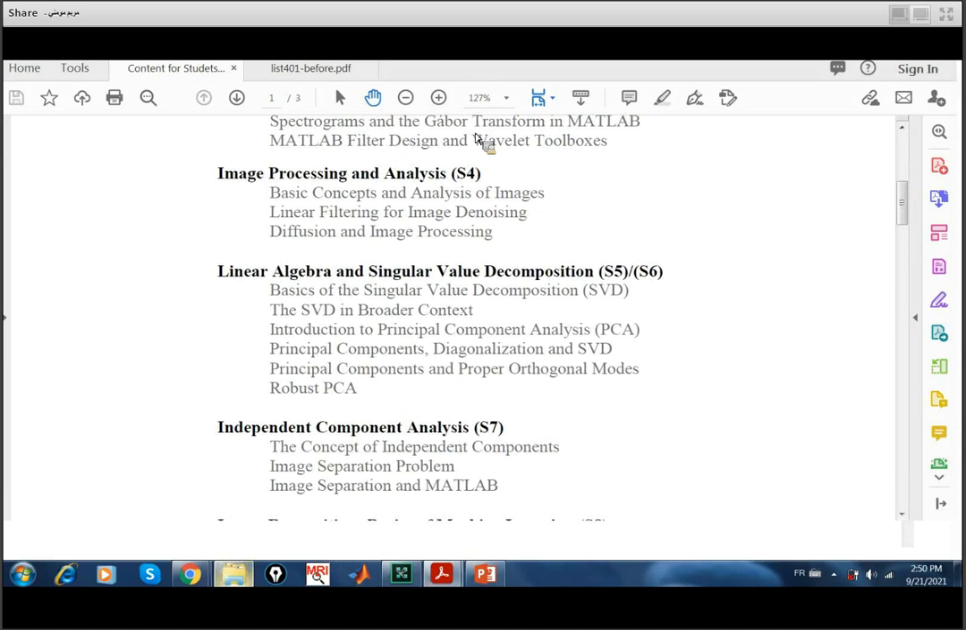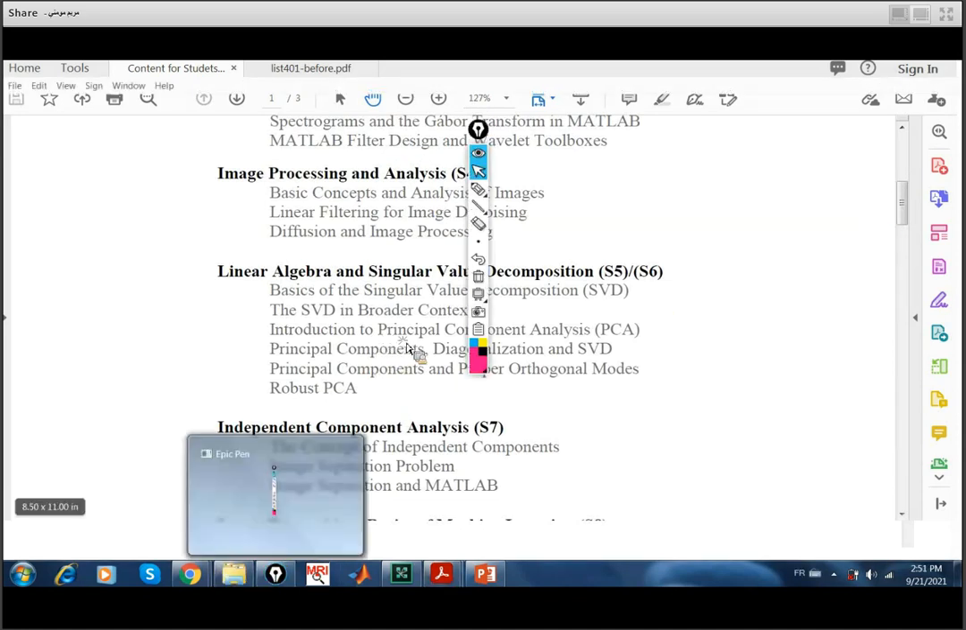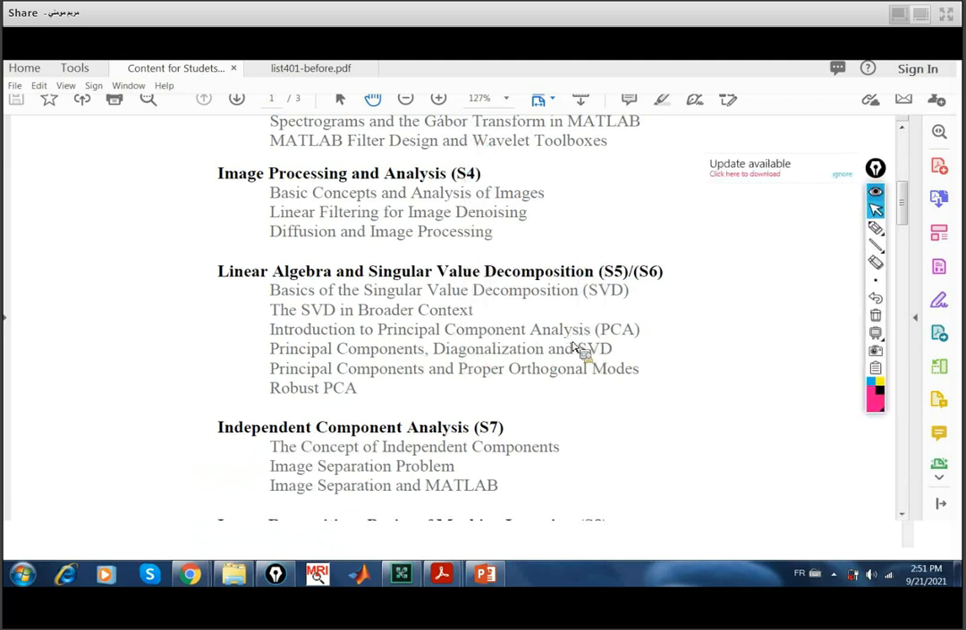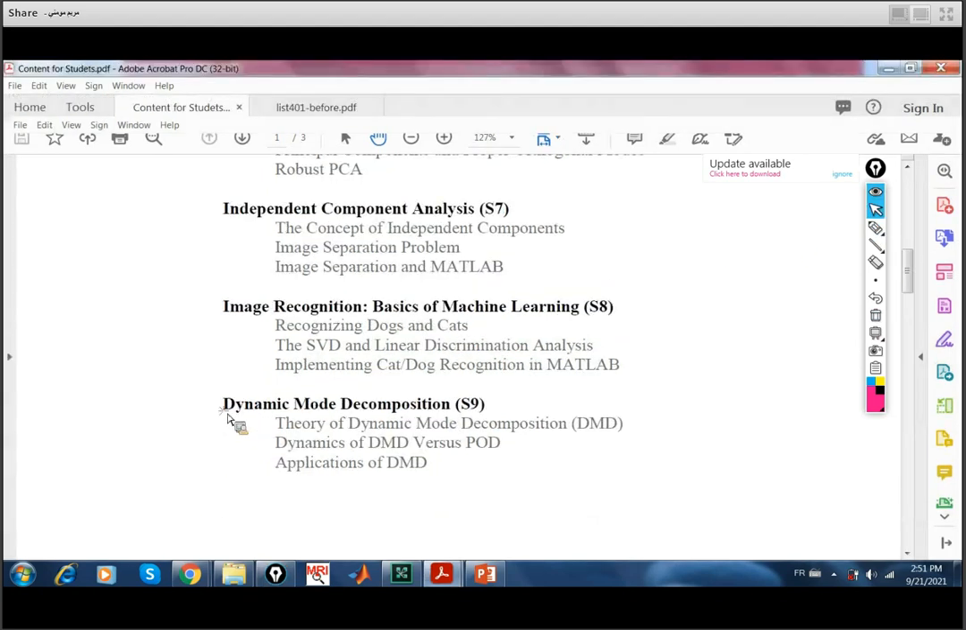Let me write these with my pen. Principal component analysis, independent component analysis, singular value decomposition, and the last one is dynamic mode decomposition. Dynamic mode decomposition is also a new algorithm in this field.